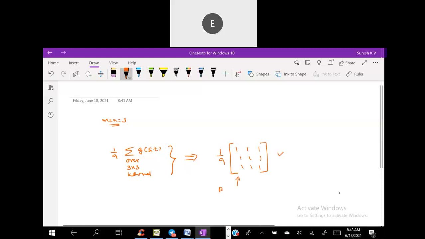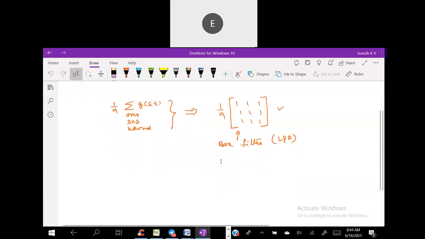This we have called a box filter, which is an example of a low pass filter. We have discussed it in the previous unit itself. It is a low pass filter. Okay, so I can change the kernel size. For example, instead of m equal to n equal to 3, I can use 5. Then this becomes 1 by 25. That means this will be a 5 cross 5 kernel. So if m is equal to n is equal to 5, then I'll have it as 1 by 25 and all of them as 1.